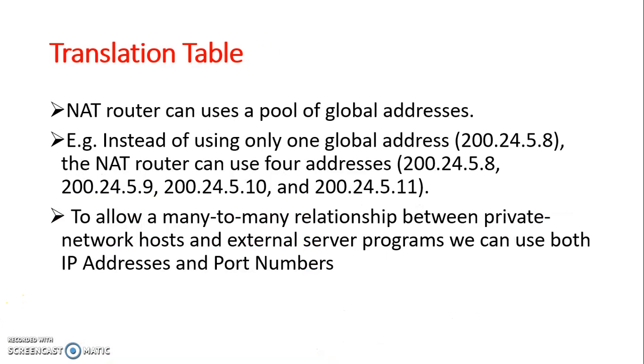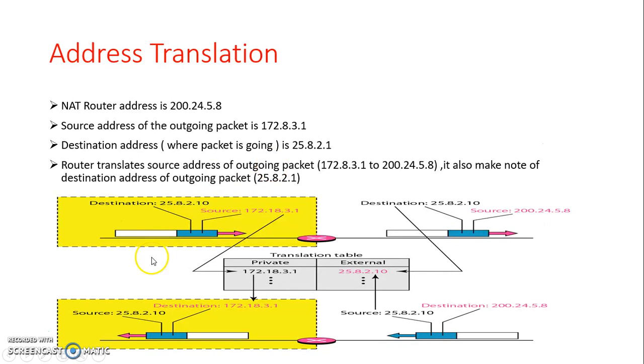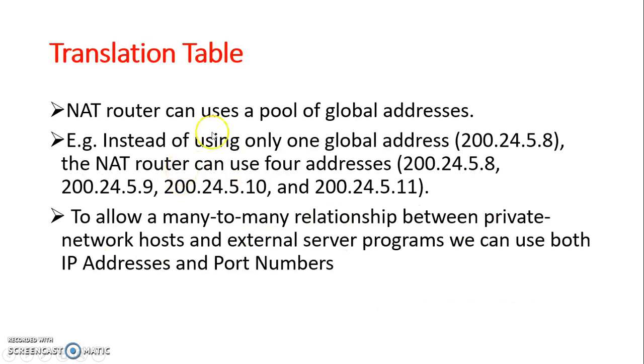Here, instead of using one IP address, the NAT router can use a pool of global addresses. That is, instead of using one global address, 200.24.5.8 as you saw in the previous example, the NAT router can use 4 addresses from 200.24.5.8 to 11. So the 4 private network hosts can communicate with the same external host for efficient transmission.